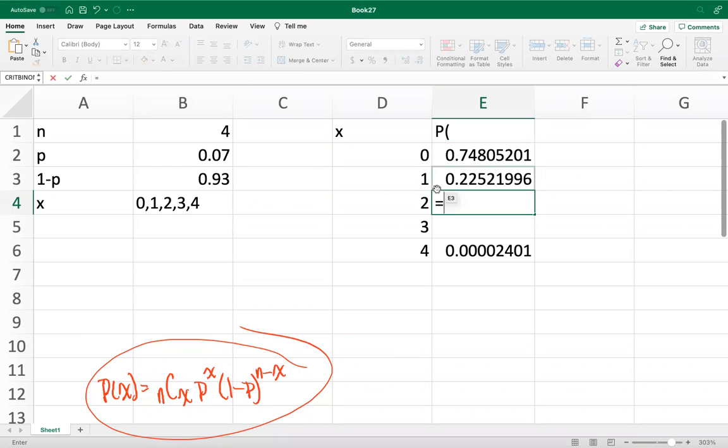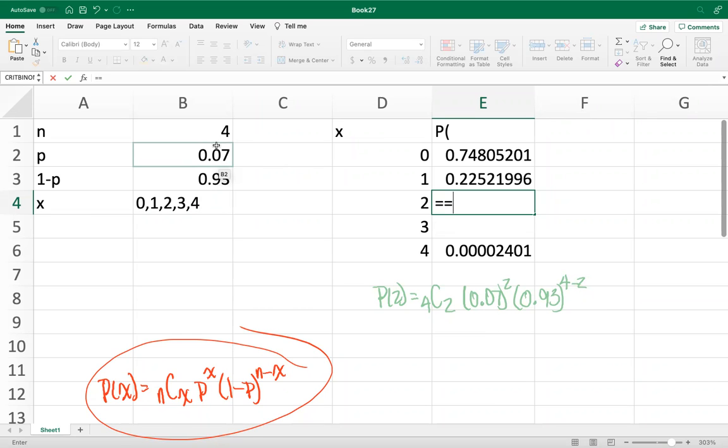All right, so looking at this, N equaling 2. So here we have the probability of 2 equal to, N is equal to 4. We're choosing 2. Probability of our P raised to the power 2. And we actually have a value for P. So P is over here, 0.07 raised to the power 2. And we're looking at 0.93 raised to the power of N minus X. So 4 minus 2, which is 2.